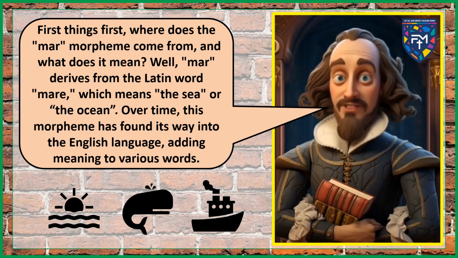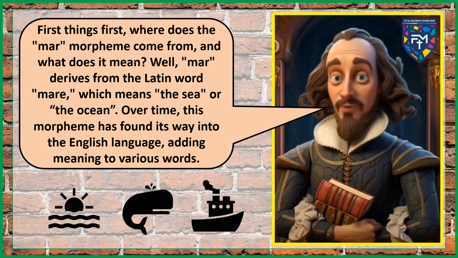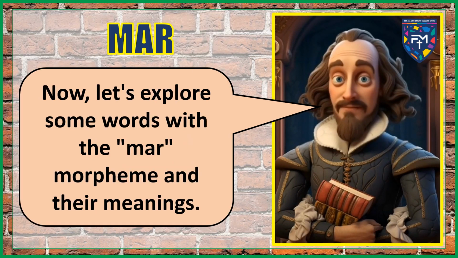First things first, where does the ma morpheme come from and what does it mean? Well, ma derives from the Latin word mare, which means the sea or the ocean. Over time, this morpheme has found its way into the English language, adding meaning to various words. Now let's explore some words with the ma morpheme and their meanings.